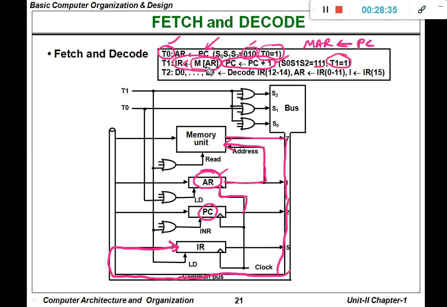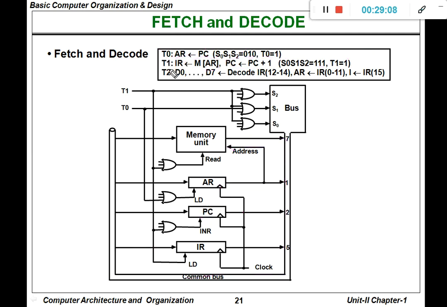Whenever t1 is equal to 1, you can observe that at time t1, how many operations are performed? 2 operations are performed. So what does it mean? At a particular clock pulse, we can execute more than one operation. At time t1, we are performing 2 operations. What are those 2 operations? Read the content from the memory and store it in the instruction register, and increment the program counter.